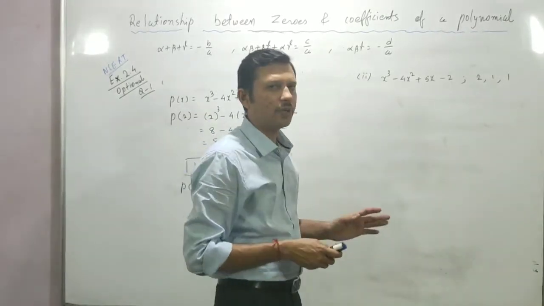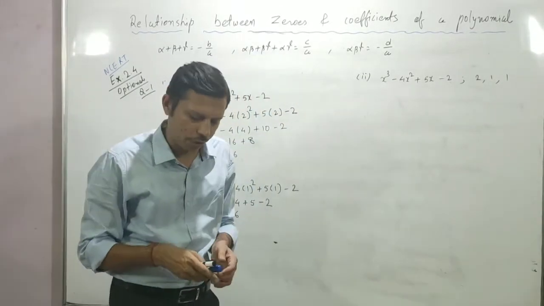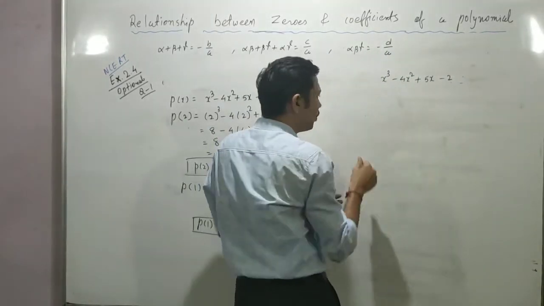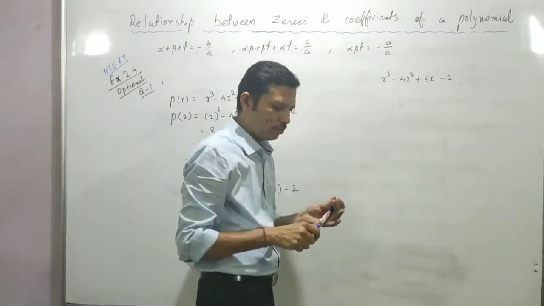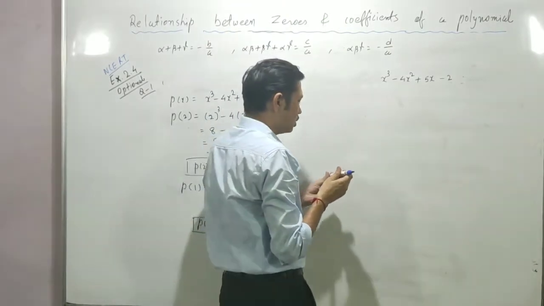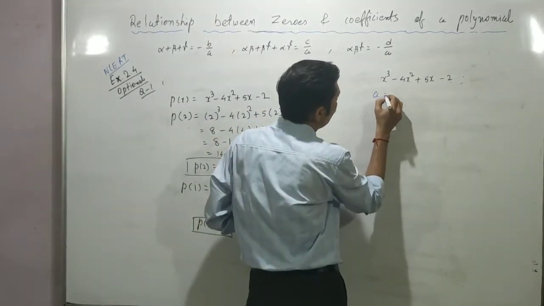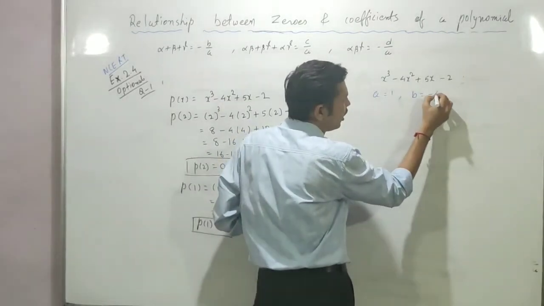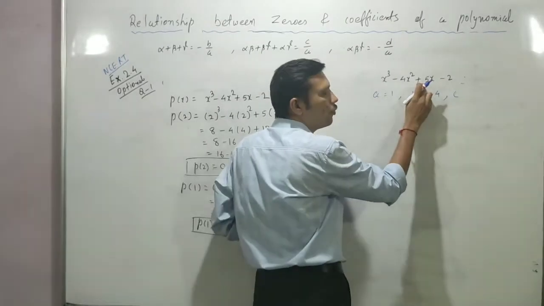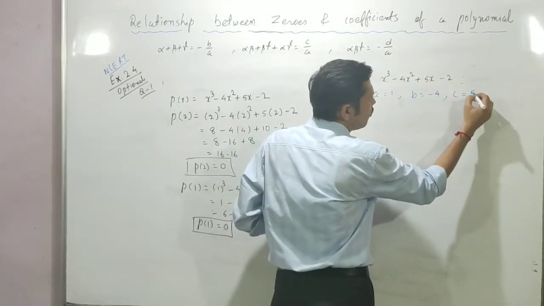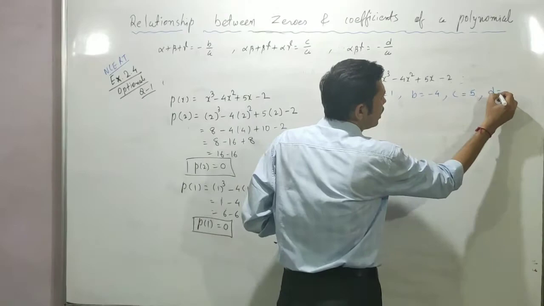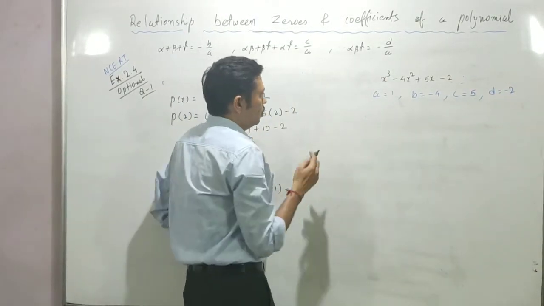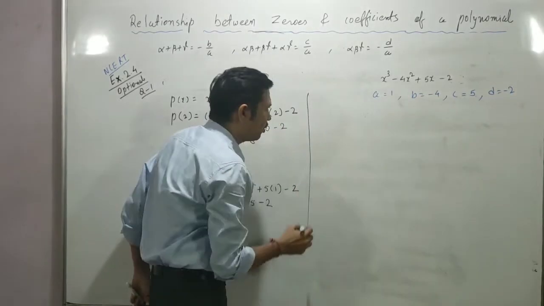Now let's verify the relationship between the zeros and the coefficients of our polynomial. For that, we will compare our polynomial with the standard polynomial. The value of a, the coefficient of x cubed, is 1, the value of b, the coefficient of x squared, is minus 4, the value of c, the coefficient of x, is 5, and the constant term d is equal to minus 2. Now let's verify the relationships one by one.